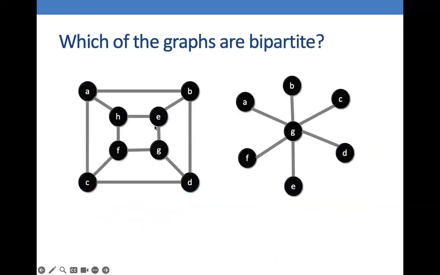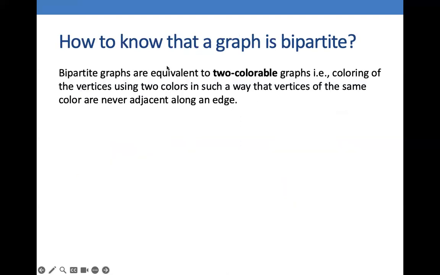Okay? Now, let's have an example. Which of the graphs are bipartite? So let us start with this graph. But before that, let us define what our technique would be. So one way to determine if a graph is bipartite is by coloring the graph. So we are going to use two colors. So we are basically coloring the vertices using two colors in such a way that vertices of the same color are never adjacent along an edge.